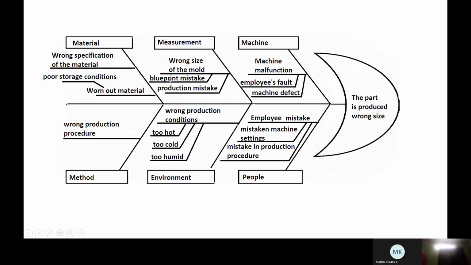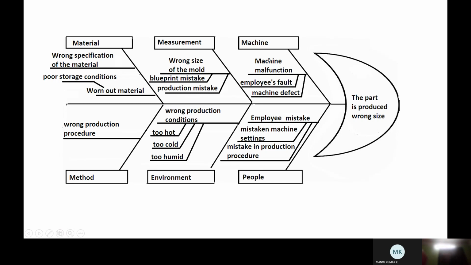Blueprint means drawing. In the blueprint, there is a mistake. In production, there is a mistake. So then measurement will be a problem. For example, 25 plus or minus 0.1 mm, it will not be 25. If there is a production mistake or drawing mistake or mold is not correct, you are not going to get the correct dimension. Machine. So machine is not functioning properly.